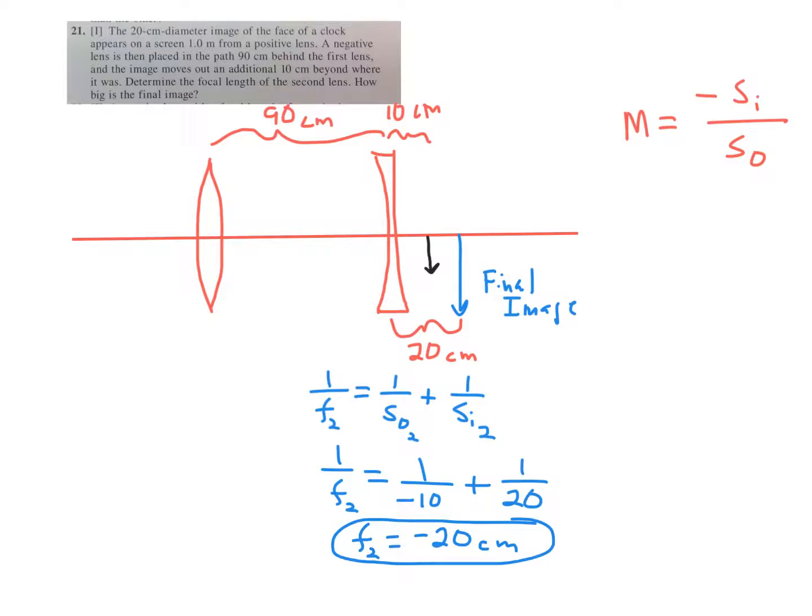Now it also asks you how big is the final image. Well, okay, let's go back to the final magnification here. M sub 2, well, we know it's going to be 2 because it's going to be negative S sub I over S sub O, so negative 20 over negative 10. So M sub 2 is simply 2, a multiplier of 2 times the first image. And the first image, actually, we don't need to go back very far. It just says the first image is 20 centimeters in diameter, so the second image will be 40 centimeters in diameter. So the answer is 40 centimeters because it told us how big the first image was.